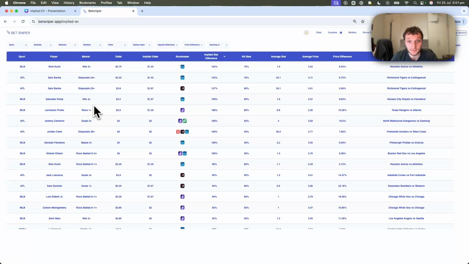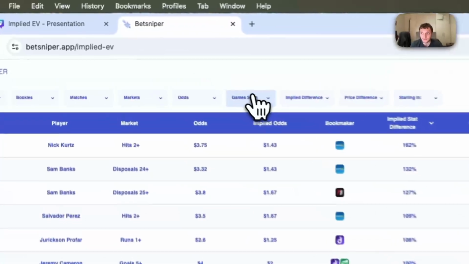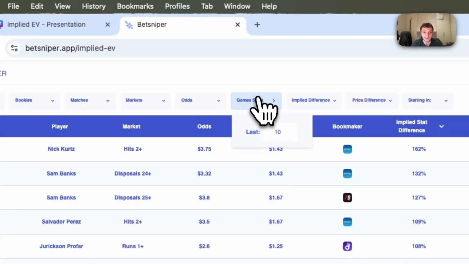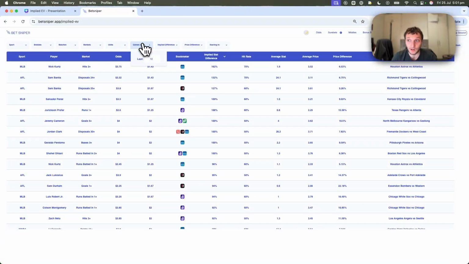When you open the implied EV page, it will be sorted by the largest difference between the actual odds and the implied odds. By default, the number of games is set to 10, but you can change how many games are considered, and this will automatically update the implied odds calculation. As a general rule, the more data, the better, although there are some nuances that we will need to take into consideration that we can talk about later in the video.